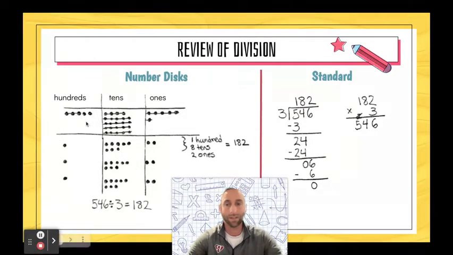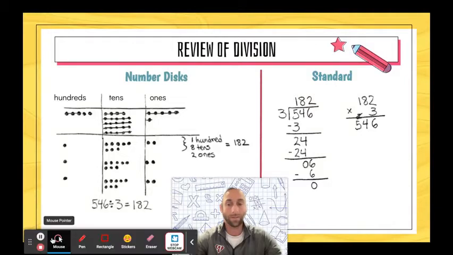So one of these hundreds would turn into 10 tens, and another 100 would turn into 10 tens, and that would get us 20 tens plus our 4 tens, 24 tens. And now we divide them into groups of 3. And we continue the process until we get to the ones place. And if there is anything left over in the ones place following that same process, that is our remainder, okay?